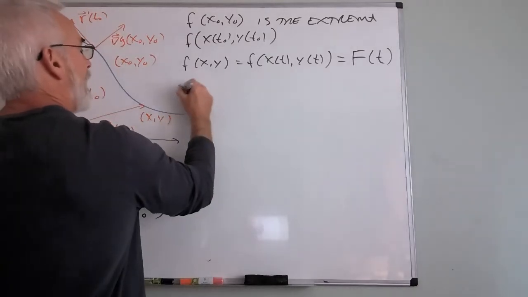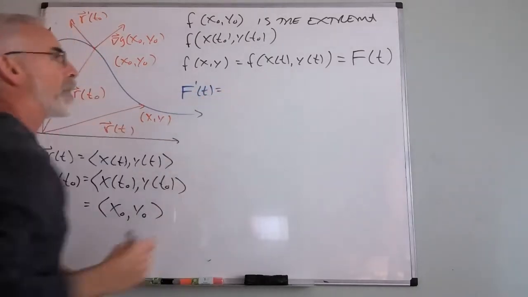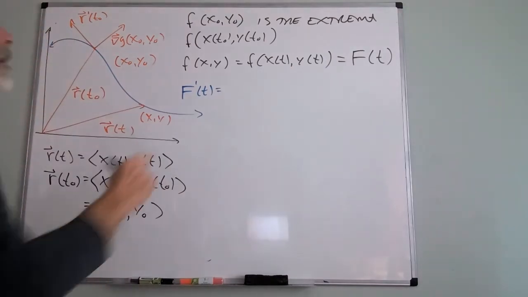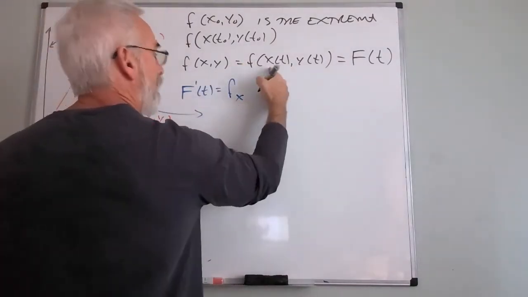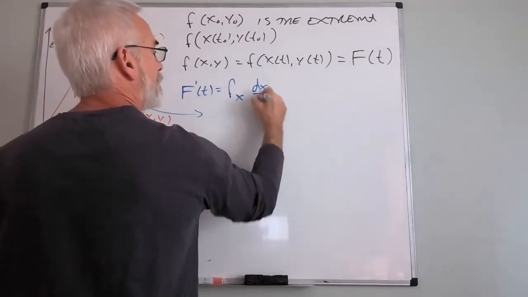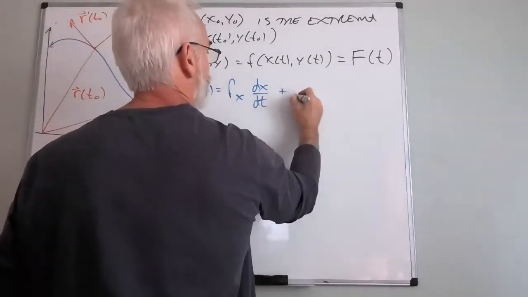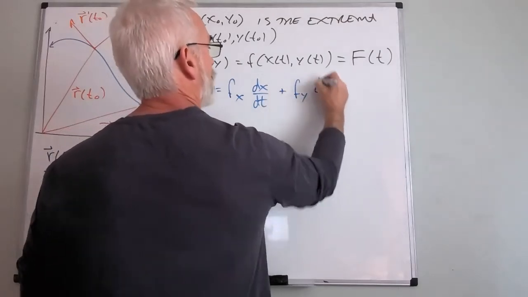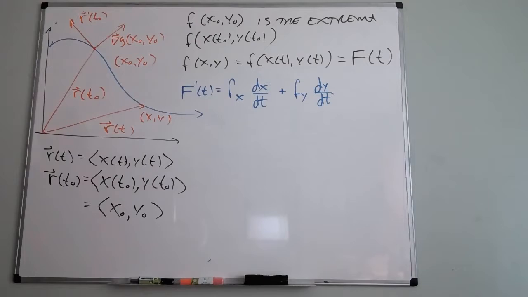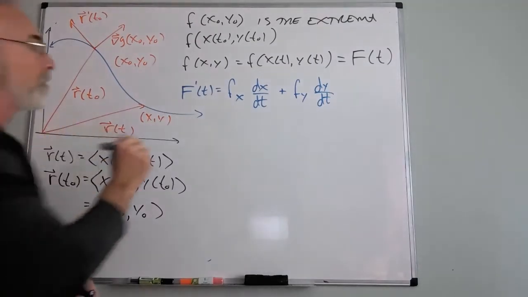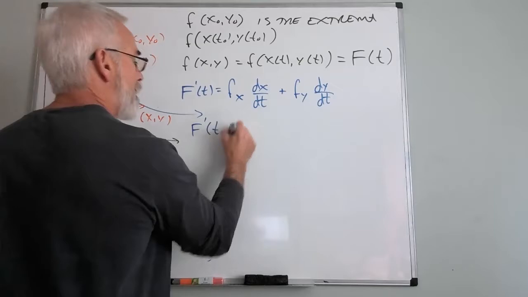What is f prime of t? F is a function, it's not a vector. Well, according to our chain rule, it's going to be the partial of f with respect to x times dx dt. You could also say x prime of t, it's not going to matter. Plus partial of f with respect to y, dy dt. Okay, big deal. Now, what about f prime of t naught?